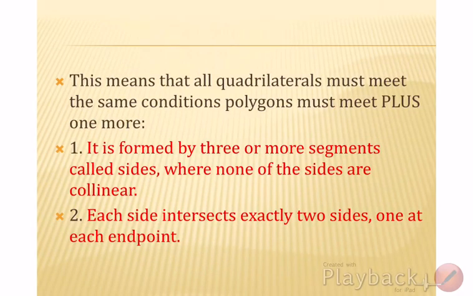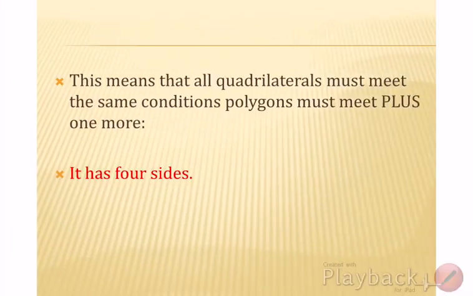It means that all quadrilaterals must meet the same conditions that polygons must meet, plus one more. So we've added the next. Each side intersects exactly 2 sides, one at each end point. And the one extra condition is that it has 4 sides. So that should be pretty familiar to you.